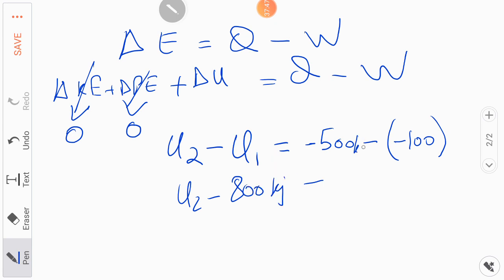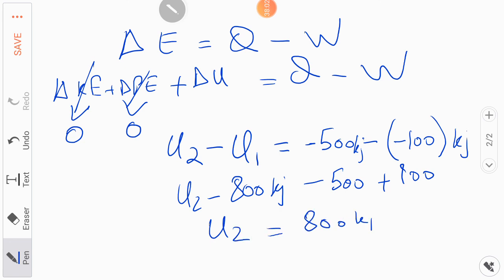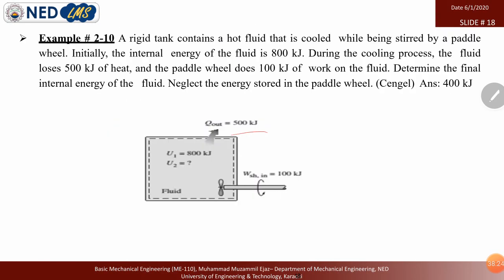We didn't write its unit. You have to write its unit also, okay? So minus 500 minus minus 100 gives plus 100. The minus 800 goes there with the positive sign, and it is plus 100 minus 500, which is minus 400 kilojoules. So the answer will be 400 kilojoules. Here the answer is 400 kilojoules.